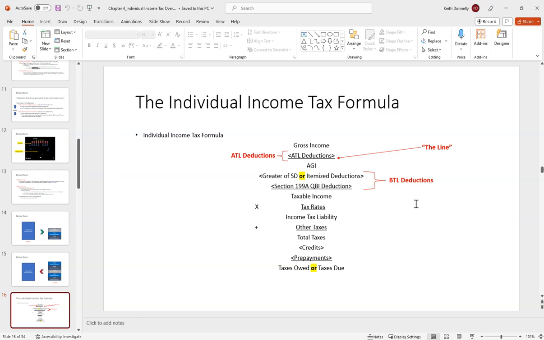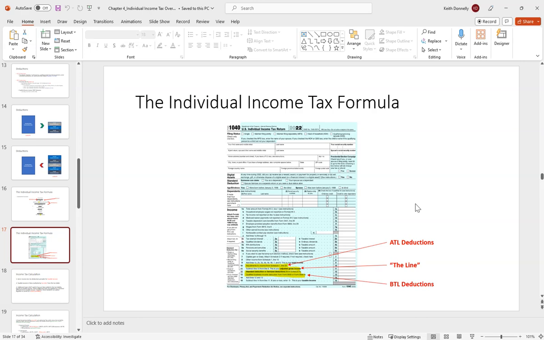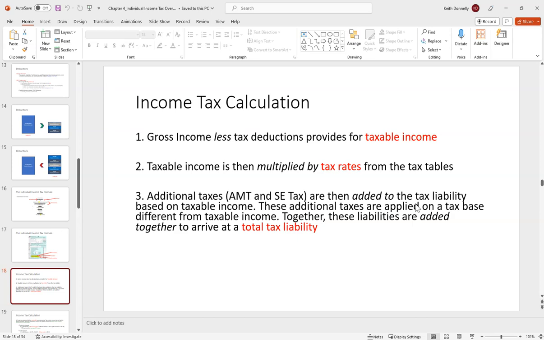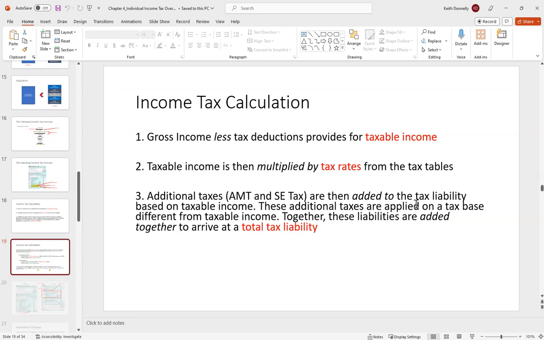Here it's showing you the above the line, the below the line. Here's showing you where you would see it on the actual tax return itself. And then this is giving you an overview in words, comparing the initial baby Mario, big Mario. We have our income minus our deductions gets us our taxable income. We multiply that times the tax rates. We can have additional taxes like AMT or self-employment tax. End of the day, you're going to get to your total tax liability.